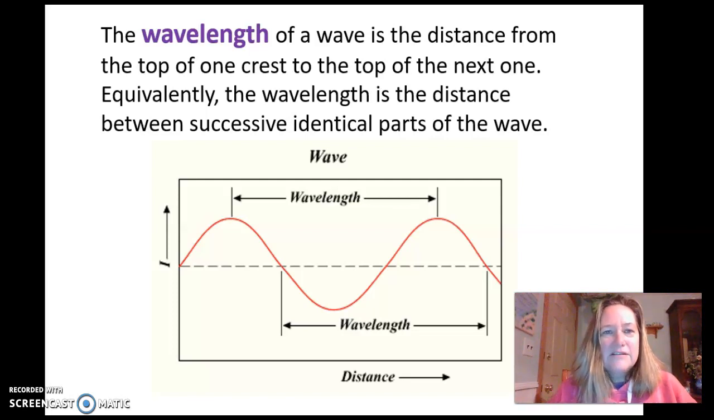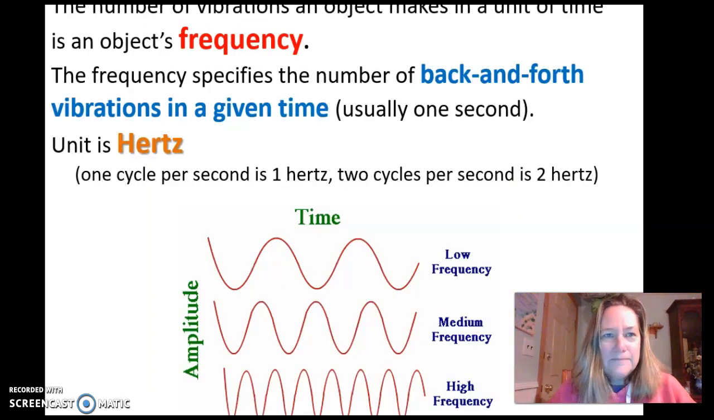The number of vibrations an object makes in a unit of time is the object's frequency. So that is the frequency. Think of how many when you think of frequency. The frequency specifies the number of back and forth vibrations. The unit used for frequency is hertz, or Hz for short.